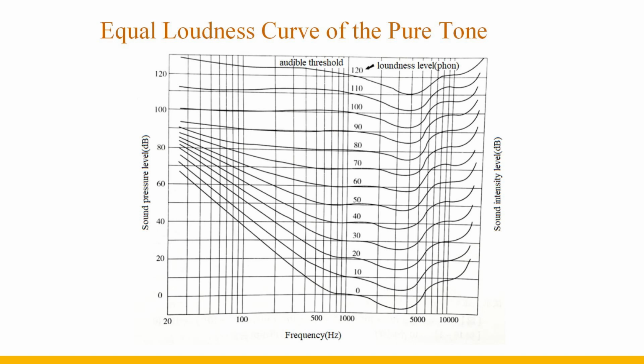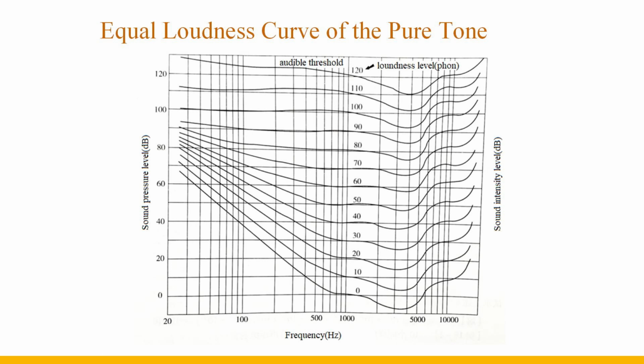The curve with a loudness level of 0 at the bottom of the figure is the audible threshold, indicating the limit where the human ear can just hear the sound. The uppermost curve with a loudness level of 120 is the pain threshold, which represents the limit at which sound can make people feel pain. These two curves contain the range of sound pressure levels that the human ear can perceive.